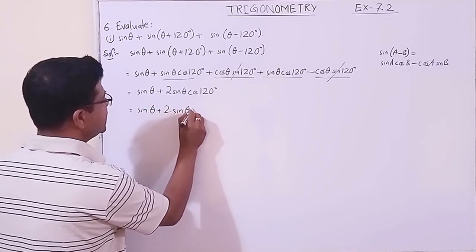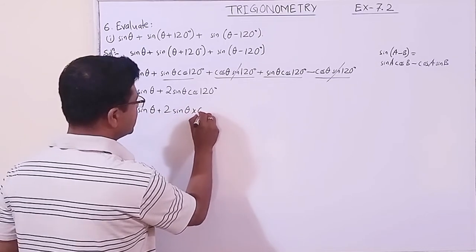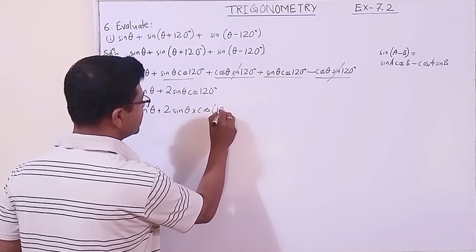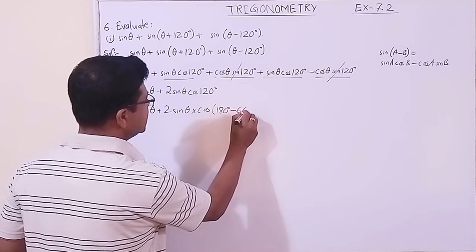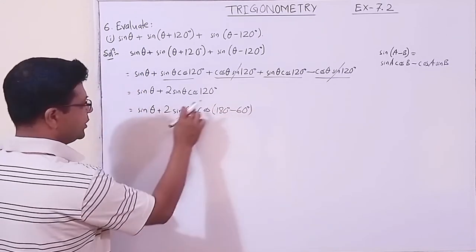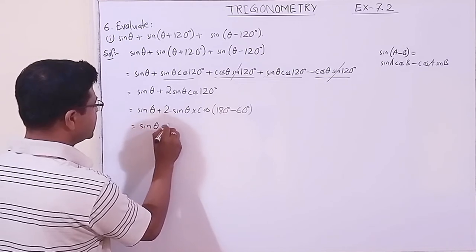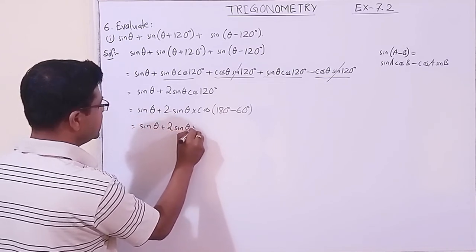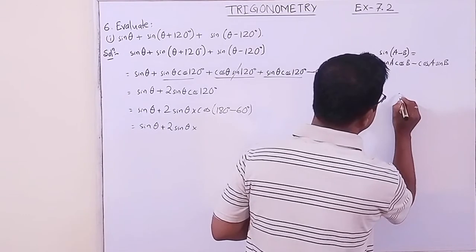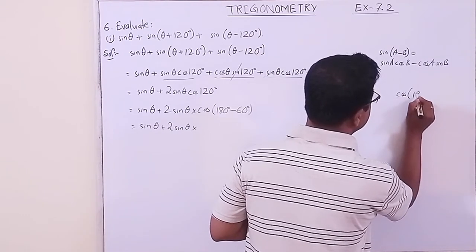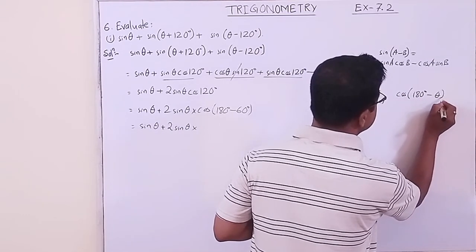Now dear students, here cos 120, 120 can be written as 180 minus 60 degree, isn't it? Because 180 minus 60 is 120. Sin theta plus 2 sin theta into, okay, we know that cos of 120 minus theta is how much?